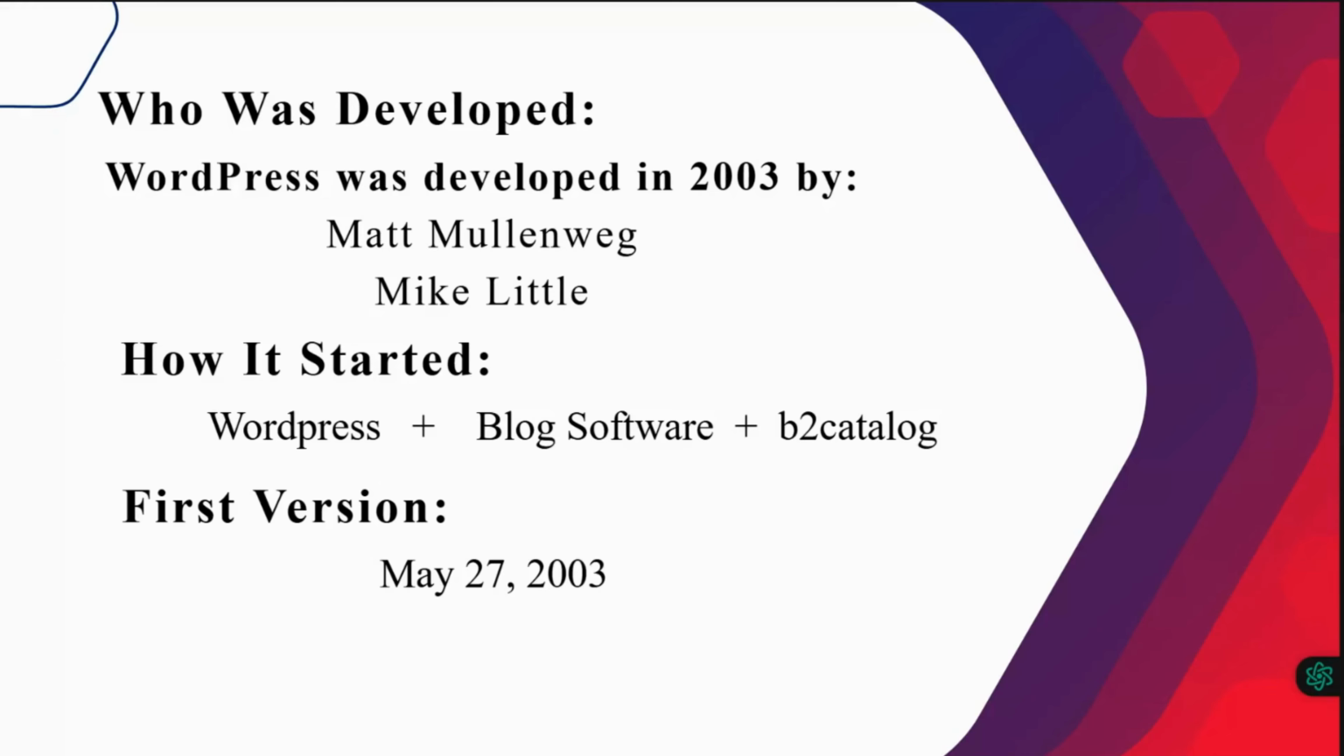WordPress is open source. That means thousands of developers worldwide now contribute to its development, but the original creators are Matt Mullenweg and Mike Little.